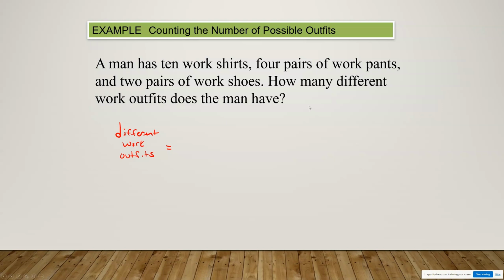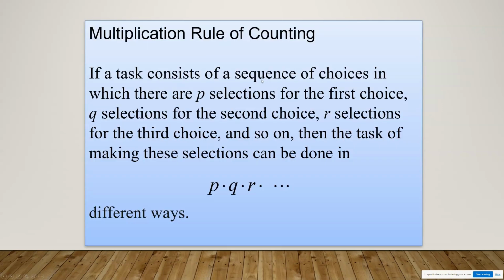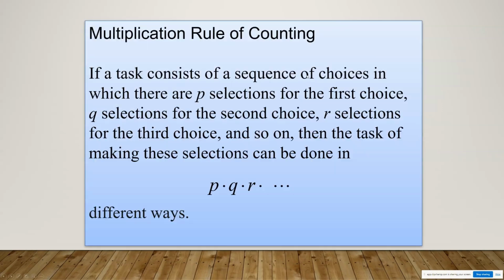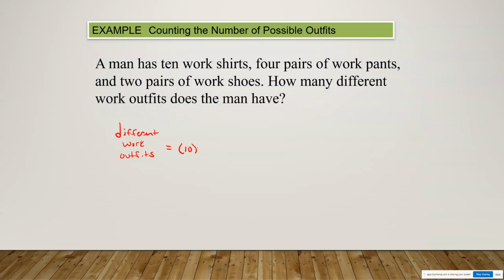Well, let's take a look. So there are P selections for the first choice. Well, it looks like there's 10 work shirts to choose from. And then now the gentleman is going to go select his work pants. Well, how many options are there here for Q? Looks like there's 4. And then how many work shoes does this man have? 2. So how many total outfits? Well, 10 times 4 is 40, times 2 gets me 80 different work outfits.